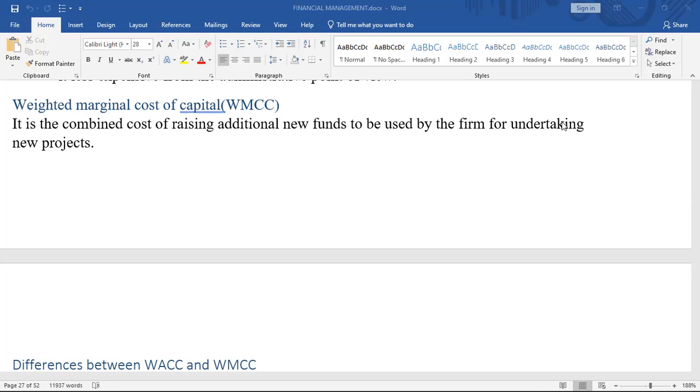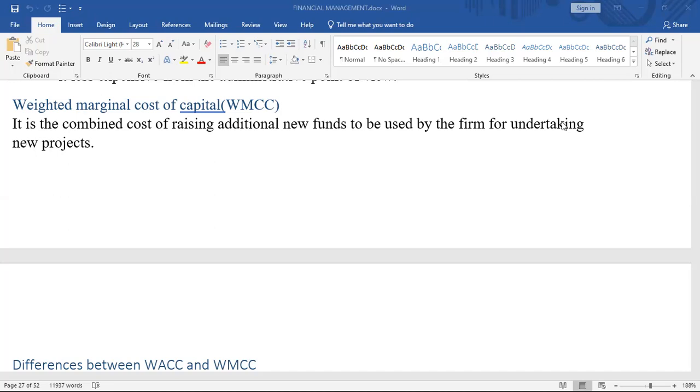But today I just wanted to look at the weighted marginal cost of capital, the WMCC, which is the combined cost of raising additional new funds to be used by the firm for undertaking new projects. You'll see this is different from what we have been discussing under the WACC. For the WACC, we need to check the existing capital structure of the organization. But here, we are looking at the new funds which we can utilize by undertaking the new projects of the organization.